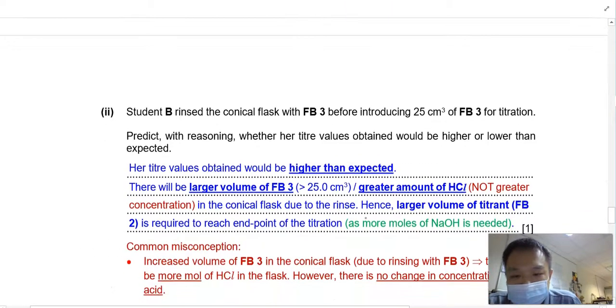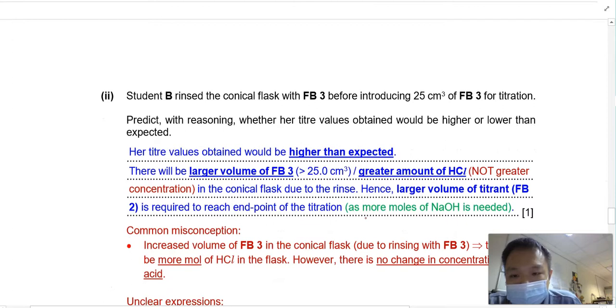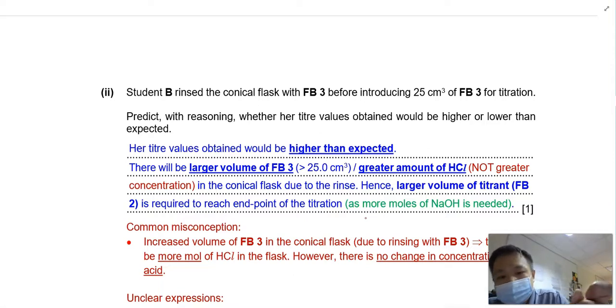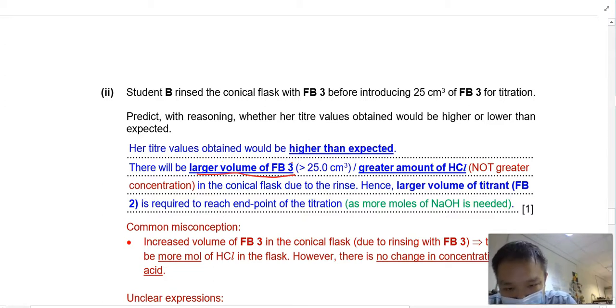In D part 2, what happens when the student rinses the conical flask with FP3, before introducing 25 cm³ of FP3? Again, titer values will be higher than expected. Why? There will be a larger volume of FP3. Why so? Because you have rinsed it, there's some residual FP3 in the conical flask.